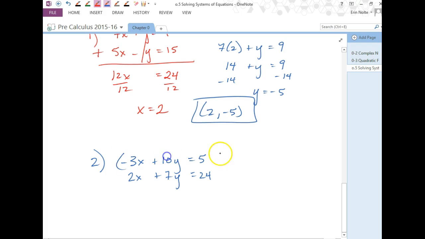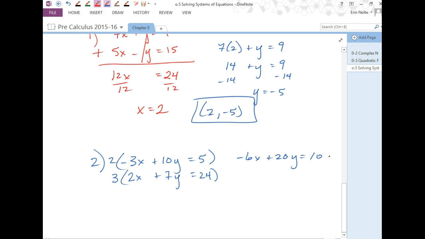So what am I going to multiply the 3 by? 2. And what am I going to multiply the 2 by? 3. Okay, now here is where people make mistakes. When you multiply these equations by whatever number, a lot of people forget to multiply the constant by that number too. Okay, so remember you have to multiply everything on the top equation by 2. Okay, so you're going to have negative 6x plus 20y equals 10, every single term.